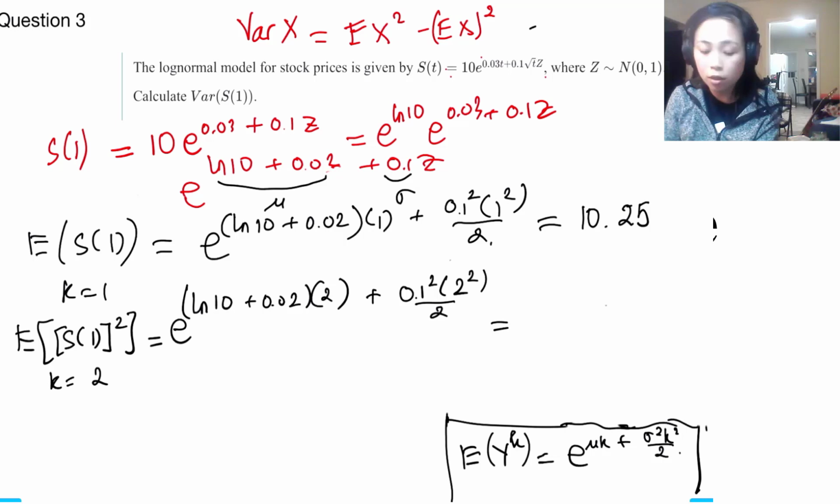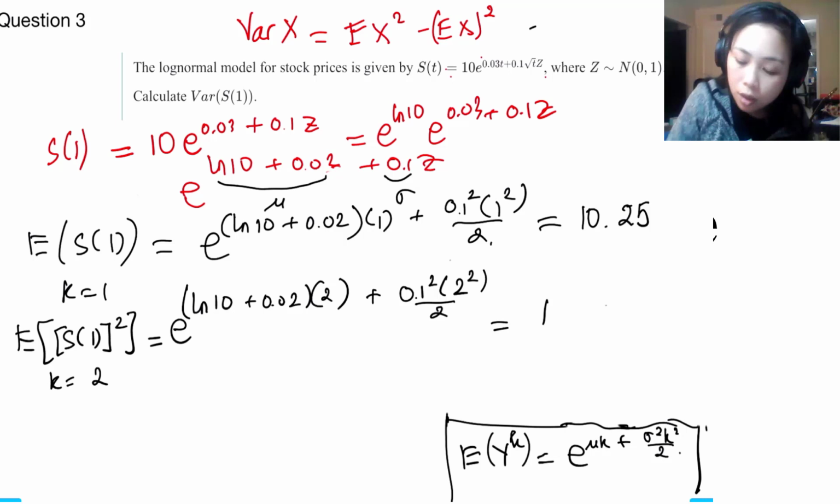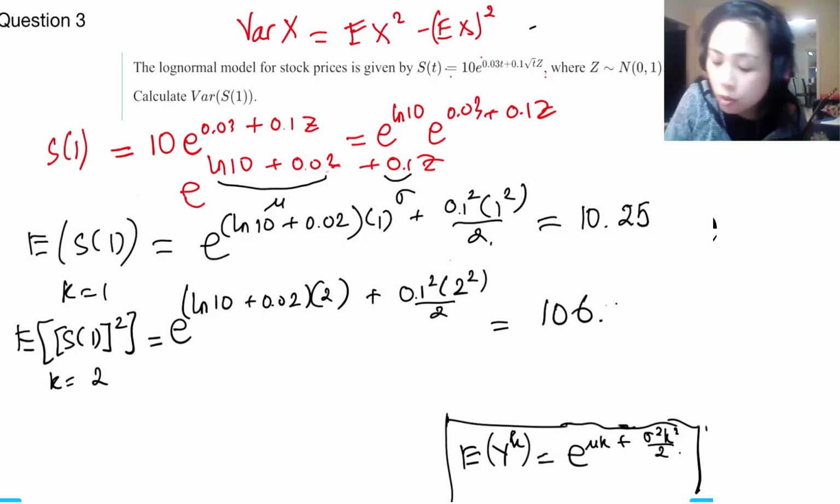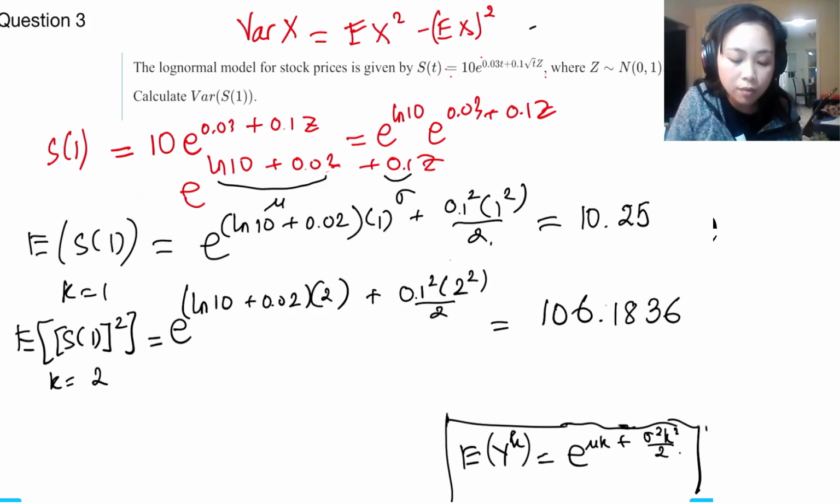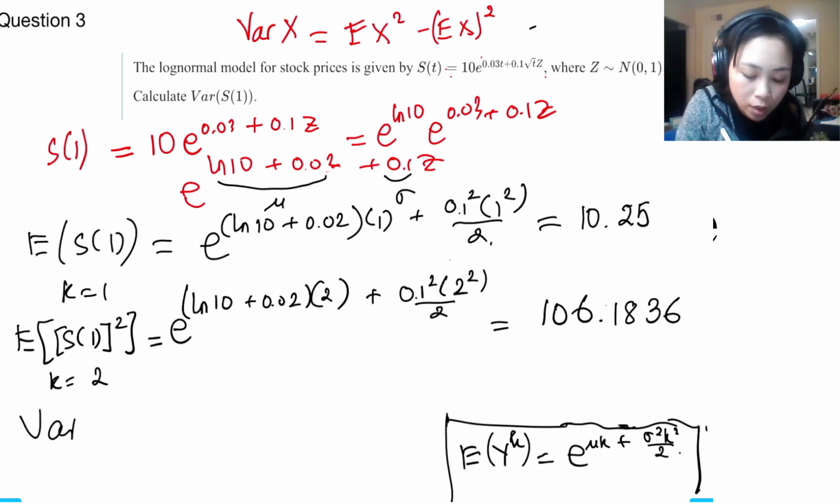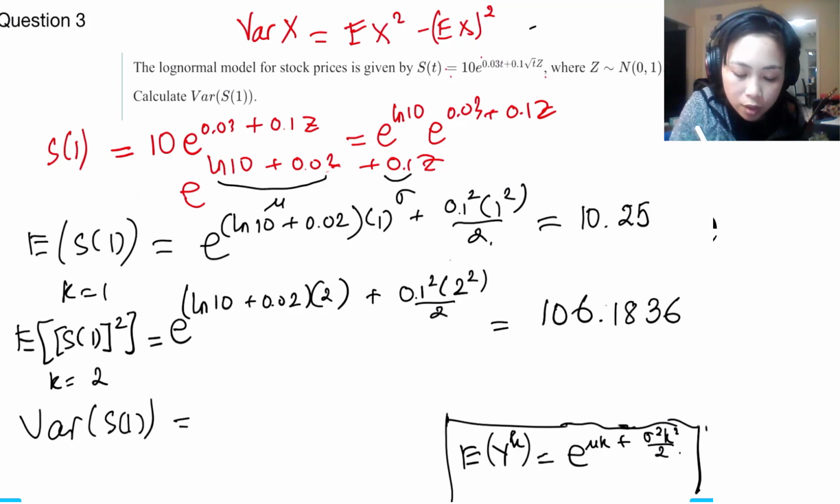We can go ahead and calculate variance of S1. Variance of S1 is E of S1 squared minus E of S1 whole square. So it should be 106.18 subtract 10.25 square. Alright. And the answer is 1.12. That's the answer. See that I'm using a different color to write out the answer. So the answer is 1.12. This is the answer for this problem.